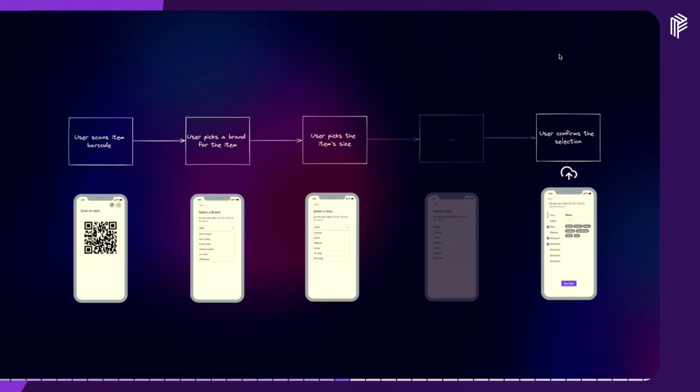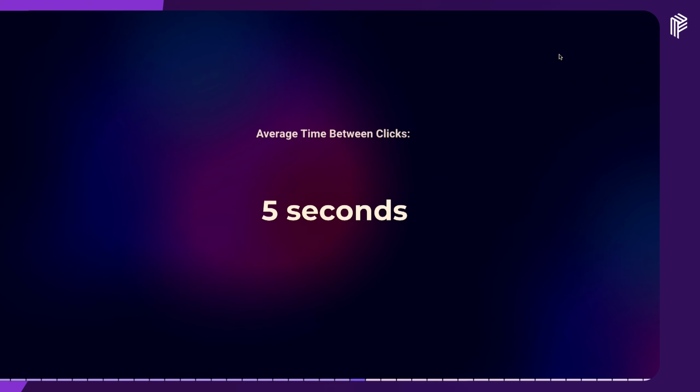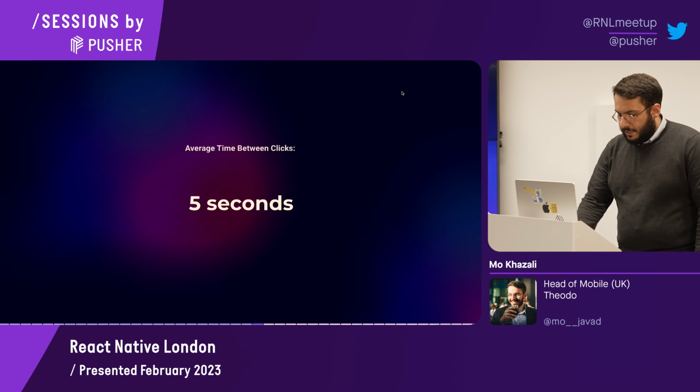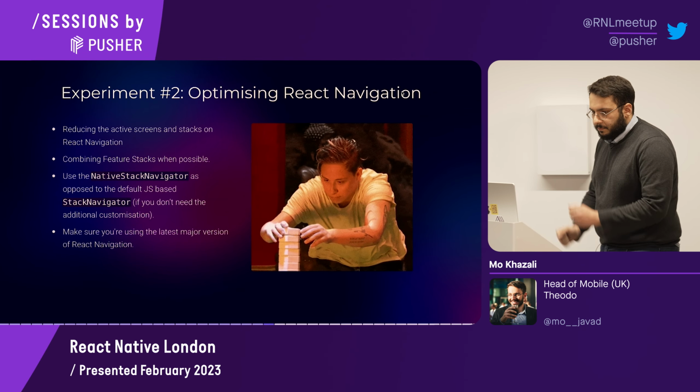So surprisingly, this actually reduced the average time between clicks by a second. So not great, but something. So we had the ball rolling. So it was a good start. We then started deep diving a little bit into React navigation.